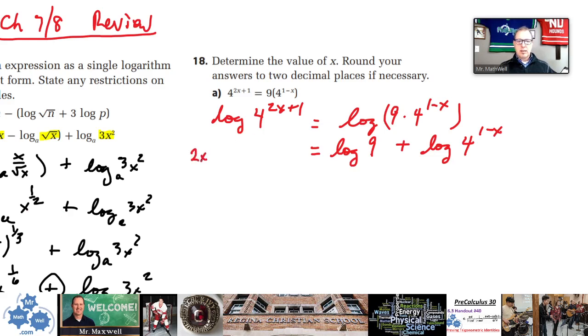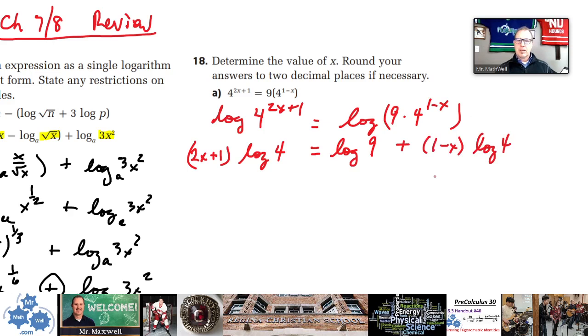Now I'm going to bring this exponent down, and I'm going to have something that looks like this so far. This exponent can come down as well, which is going to be 1 minus x times log 4. So, to save space, I'll do that here.